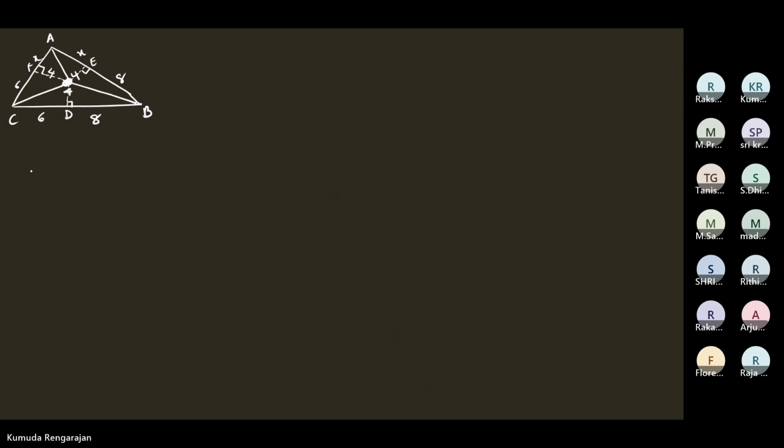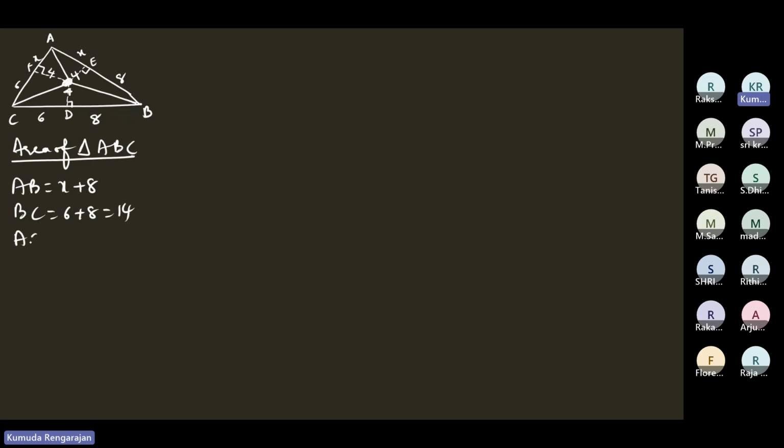This is O. So you can even find the area of the triangle ABC first, the big triangle ABC. Calculating the area of triangle ABC, see, you can also write it like this. Side AB is equal to x plus 8 centimeters. BC is equal to 6 plus 8, which is 14 centimeters. Please watch, AC is equal to x plus 6 centimeters.